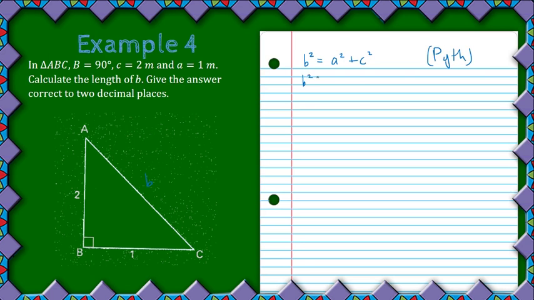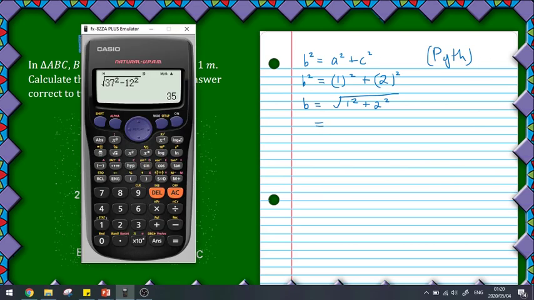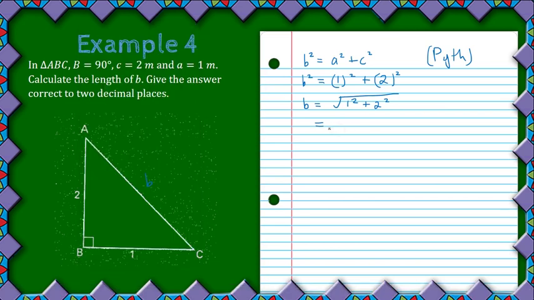So B squared is equal to A, which is 1, squared plus C, which is 2, squared. So B is then equal to the square root of 1 squared plus 2 squared. And this gives us the square root of 5.